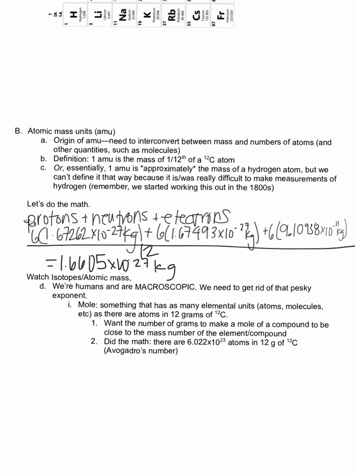Now, if we take a look at the average atomic mass of hydrogen in the periodic table, once we've accounted for isotopes, the average atomic mass of hydrogen is 1.0078 AMU, or right around 1 AMU.